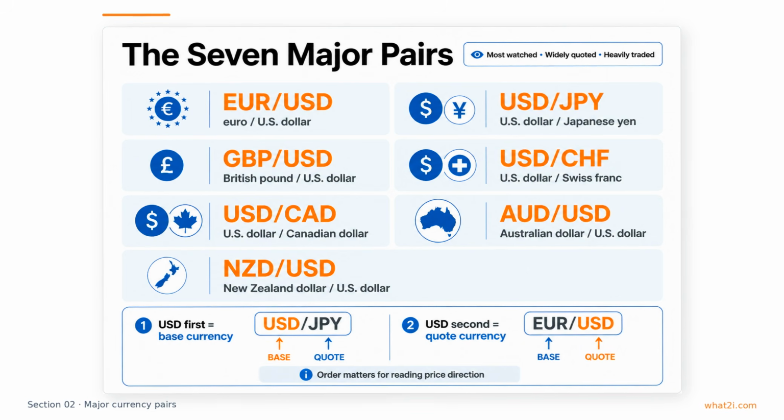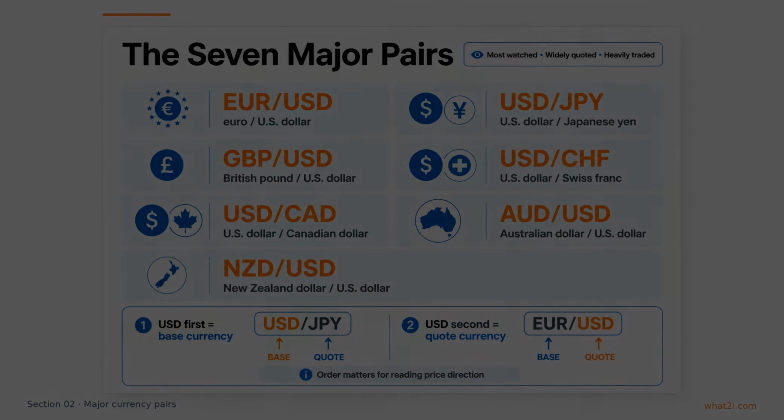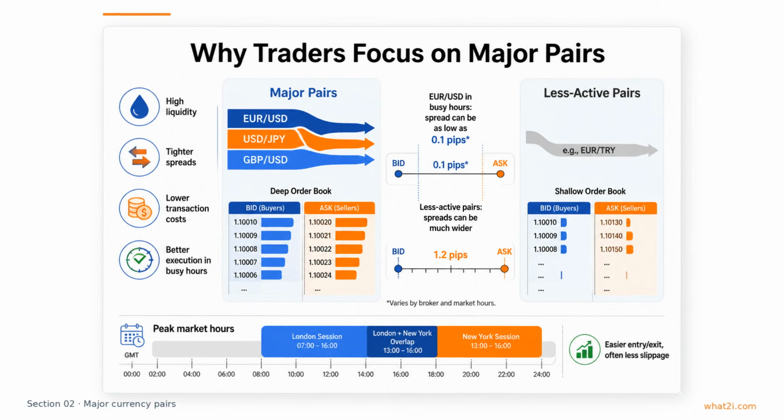It is also useful to notice where the dollar appears in each pair. Sometimes USD is the base currency, as in USD/JPY, and sometimes it is the quote currency, as in Euro/USD. That means you still need to apply the same base versus quote logic every time, even with the most common pairs. Traders focus on major pairs largely because they are easier and cheaper to trade than less active pairs.